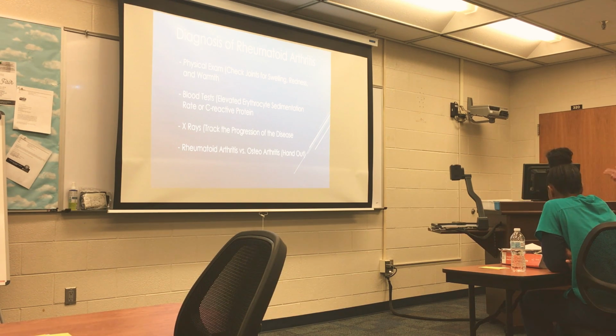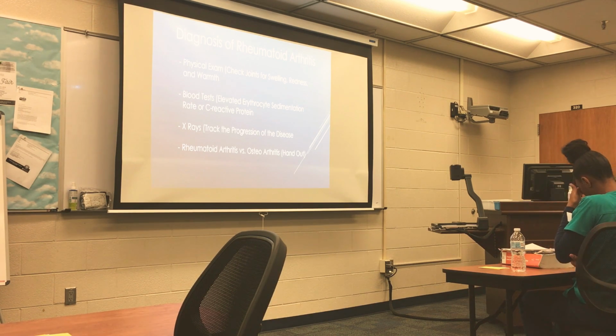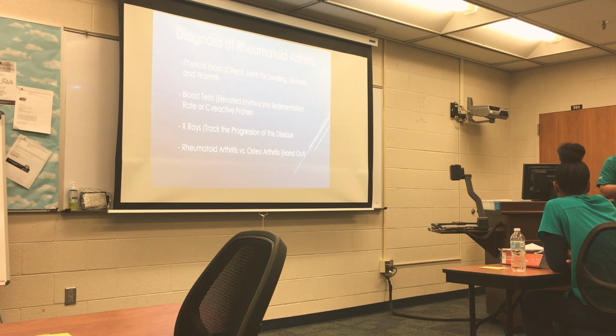So the way to determine which is which, rheumatoid arthritis has symmetry, meaning if you have it on one side, you're going to have it on the other side. So it's not just going to be your right elbow, it's going to be both elbows, both hands, both knees. Also, you'll see warmth, warm to the touch, and the other, osteoarthritis, is going to be cooler.